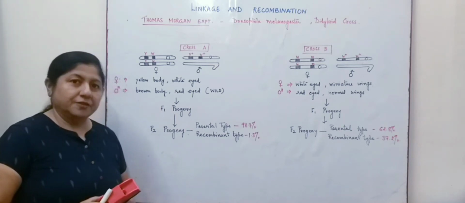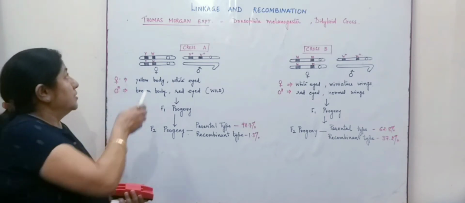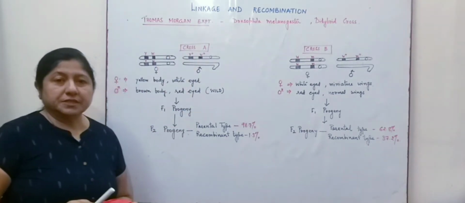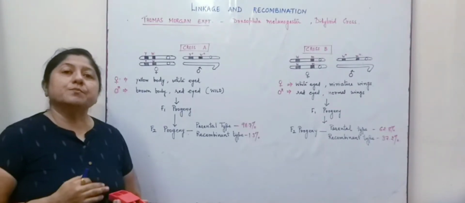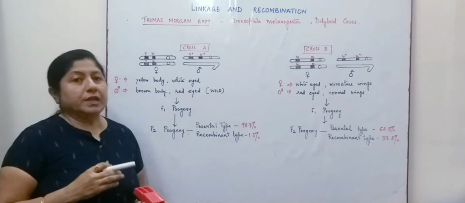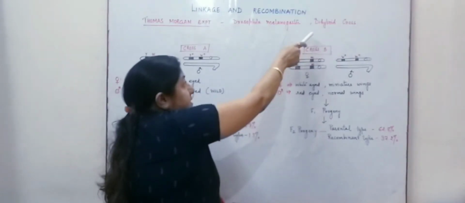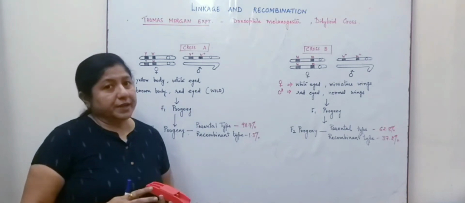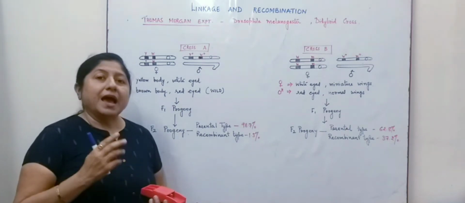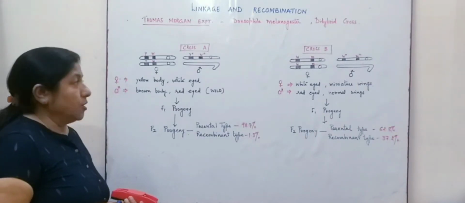Welcome students. We will be understanding linkage and recombination through Thomas Morgan's experiment. It is a very famous experiment on Drosophila melanogaster, and we know the reasons why Morgan chose Drosophila for all his experiments. That has been discussed in the previous videos. And it is a dihybrid cross because here we are going to consider a pair of traits, that is two traits we are going to observe and their position. Then we'll be understanding what is meant by linkage and recombination.